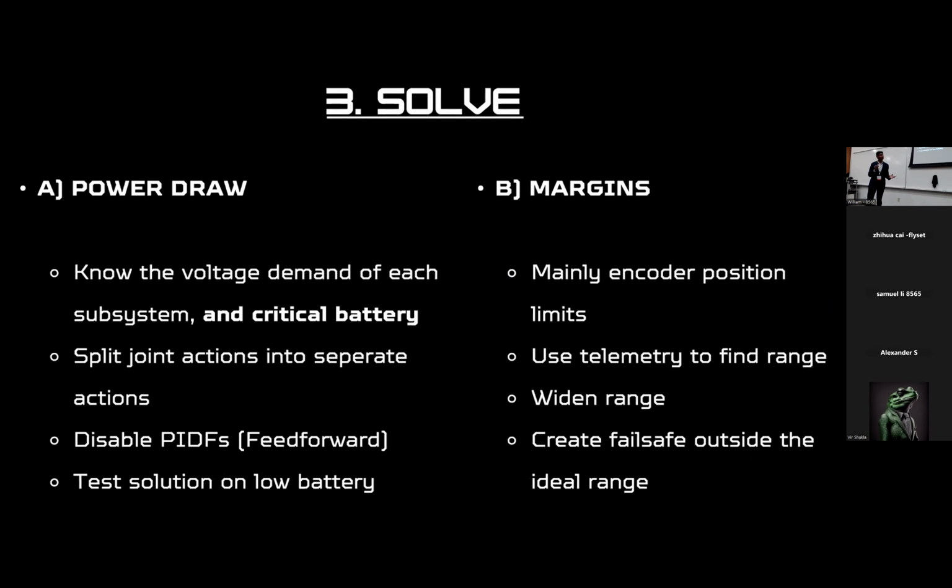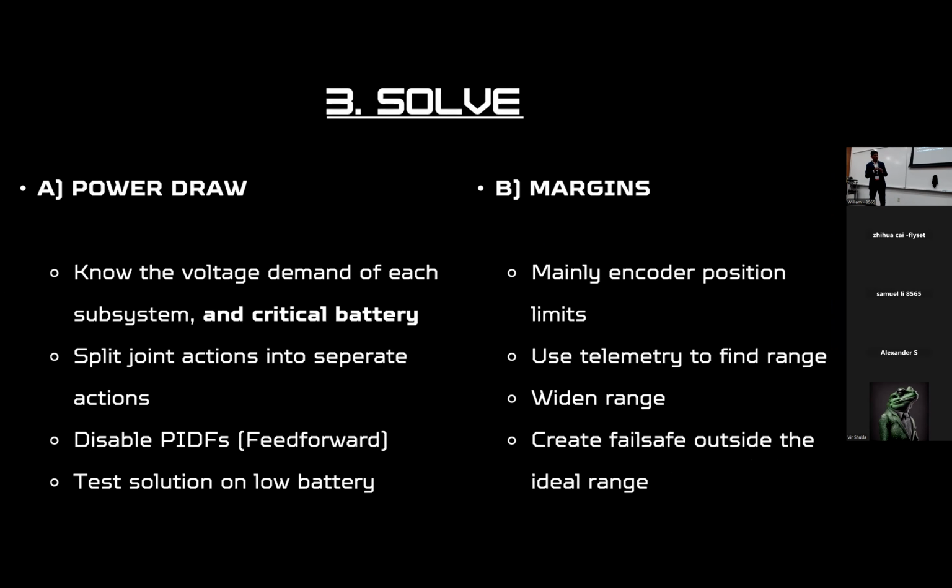So how do you solve the problem? With power draw, the way you want to check it is firstly you should know the voltage demand of each subsystem. I know this goes without saying, but anything that moves is drawing power. And in a match when you're at low battery, some things may not work the way they do. So how you want to solve that is you want to split joint actions.